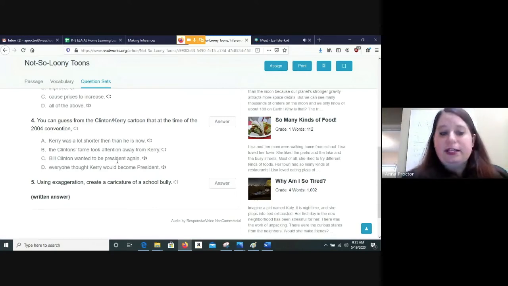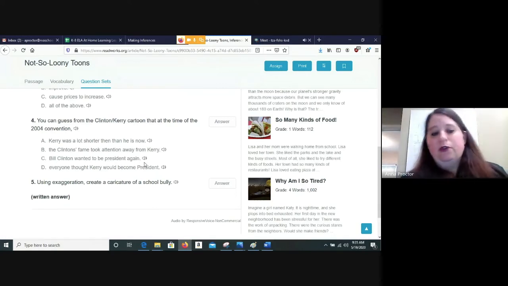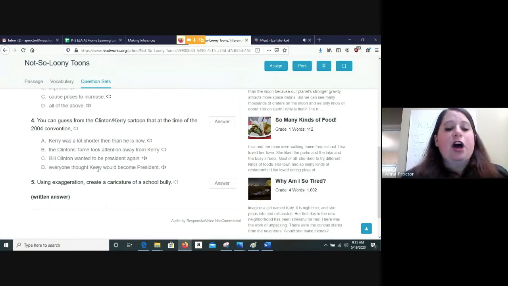C, Bill Clinton wanted to be president again. We don't know if that's true or not. That's kind of an opinion. D, everyone thought Kerry would become president. We don't know if that's true either based on that cartoon or the information we have. So the best answer choice here, hopefully, that you picked was B. The Clintons' fame took attention away from Kerry.